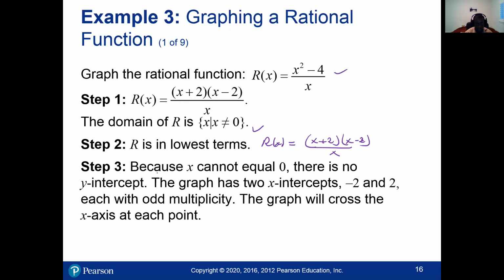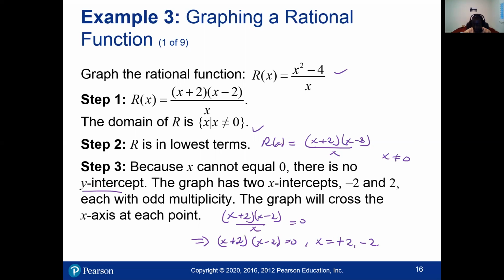Now we have to find the x and y intercepts. Because x cannot equal 0, the graph has no y-intercept, similar to the previous example. Okay, what are the x-intercepts? You take x plus 2 times x minus 2 over x and set it to 0. That means you set the numerator, x plus 2 times x minus 2, equal to 0. So you have x equal to plus 2 and minus 2.